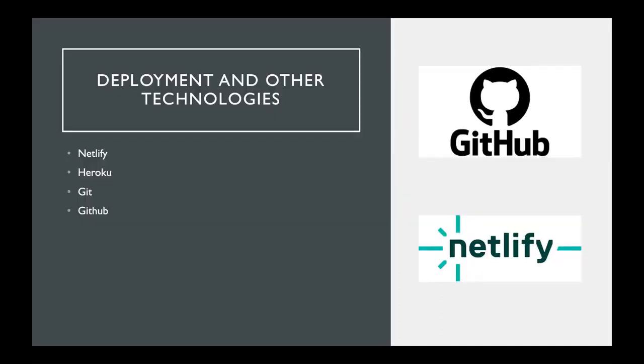Deployment and other technologies. We have deployed the client side of our application on Netlify and it's linked with our GitHub repo. Every time we push code to our repo, a new build is created on Netlify for the latest changes. We have deployed APIs on Heroku. Now our APIs are available to any authenticated and authorized users. We have used Git and GitHub for deployment.